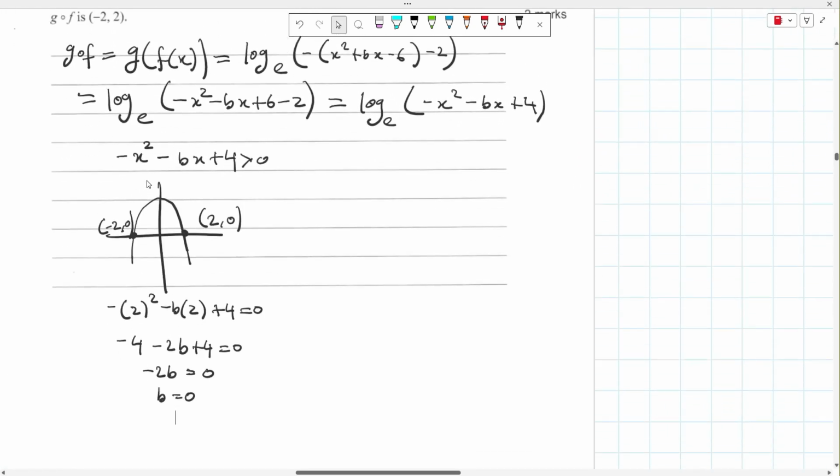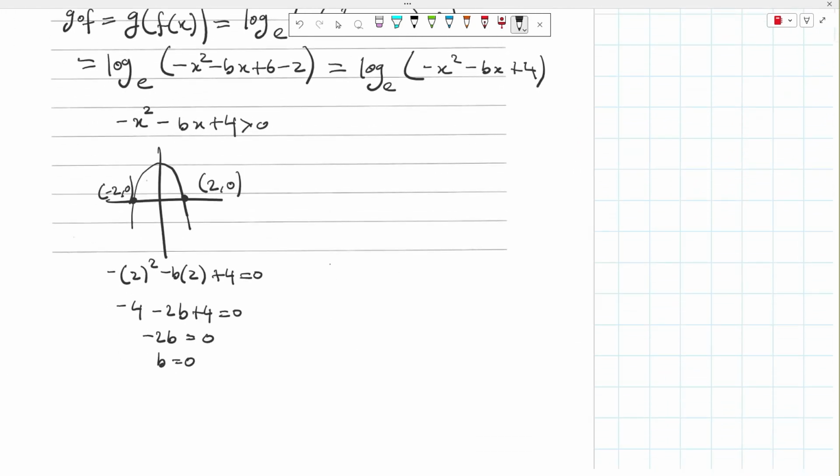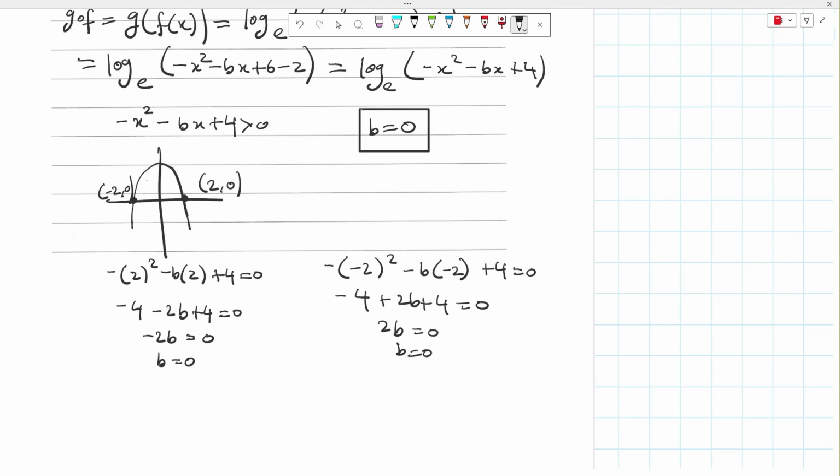We also need negative 2 to be an intercept. So if we put in negative 2, we get negative 4 plus 2b plus 4 is equal to 0. Negative 4 and 4 cancel. 2b is equal to 0. B is equal to 0. And so we get b is equal to 0.